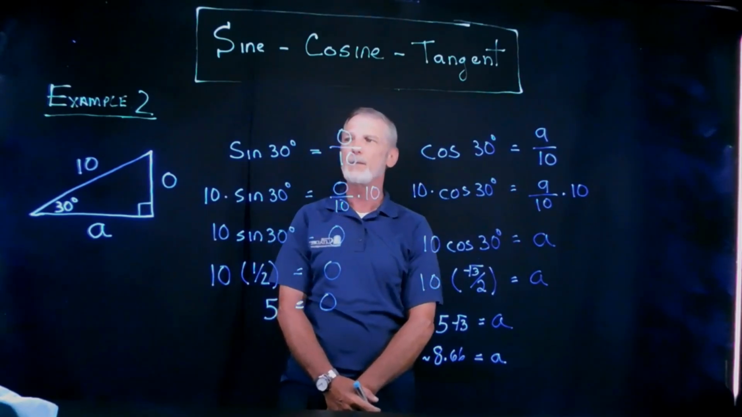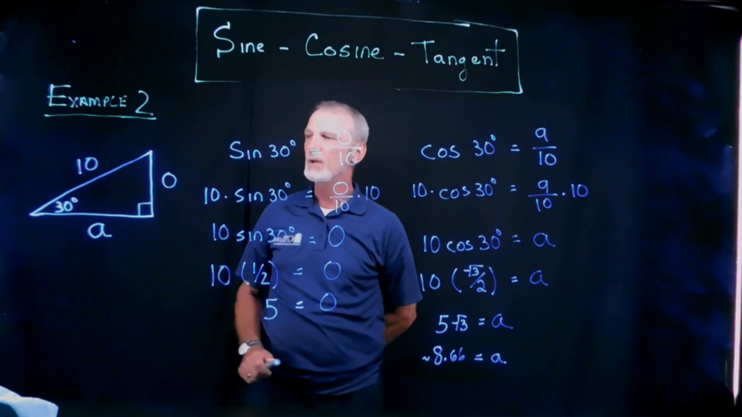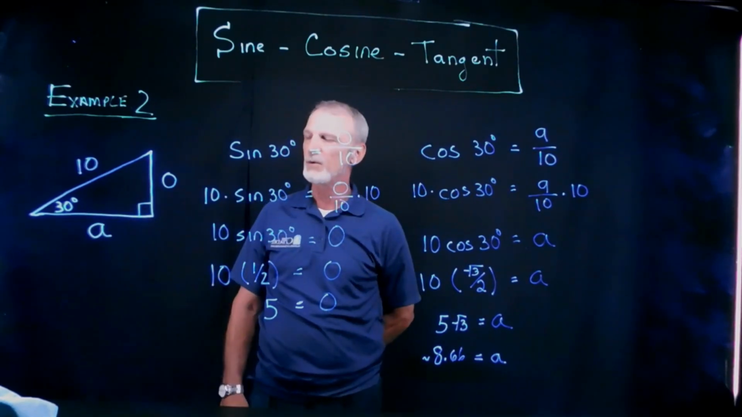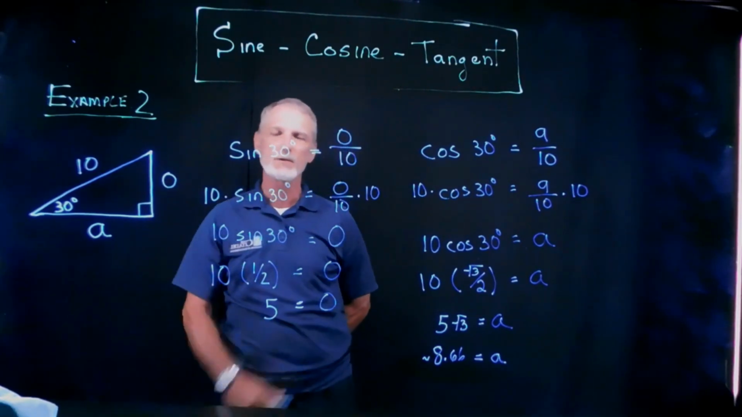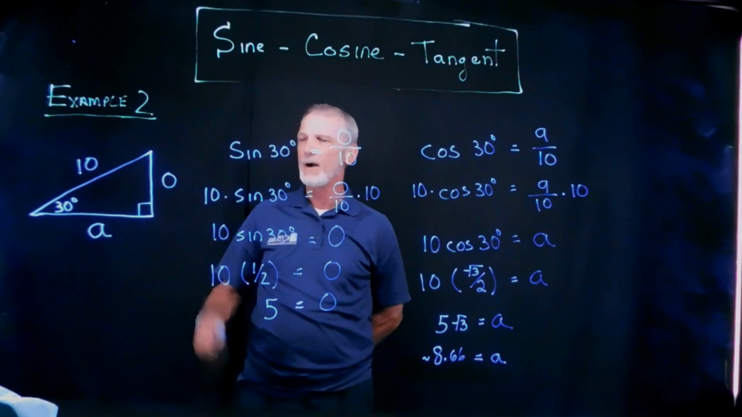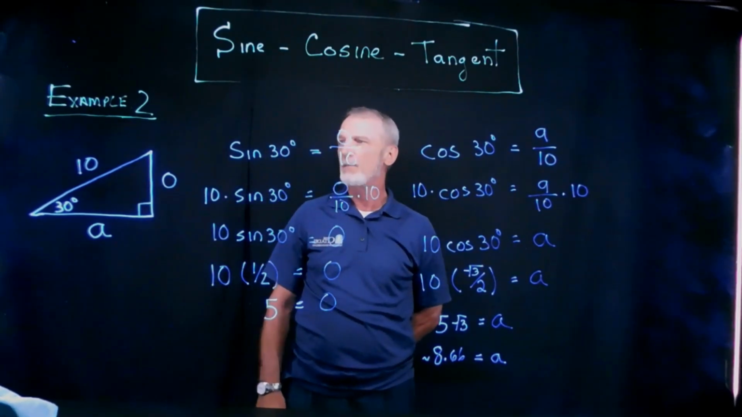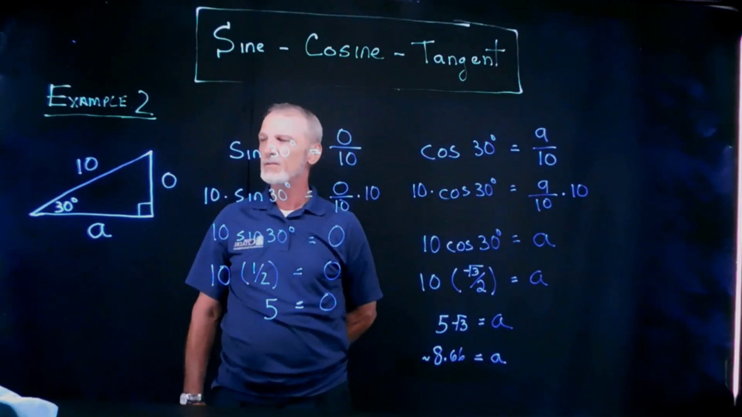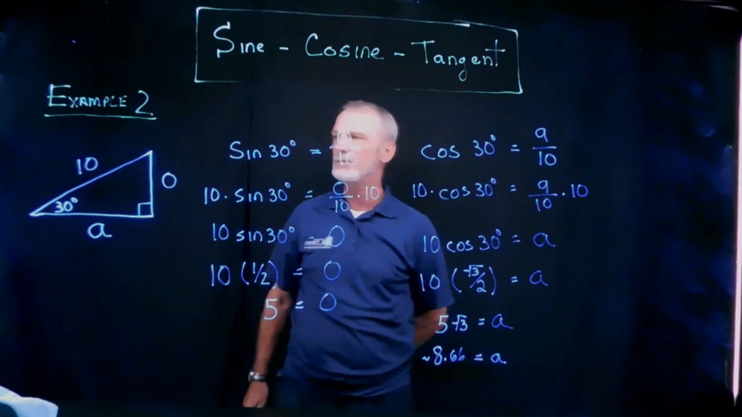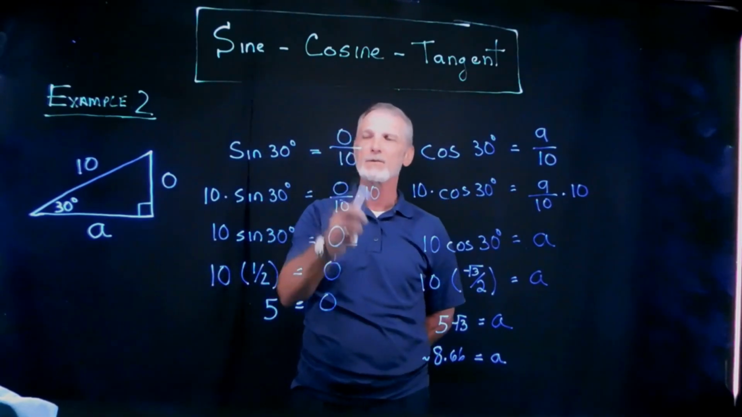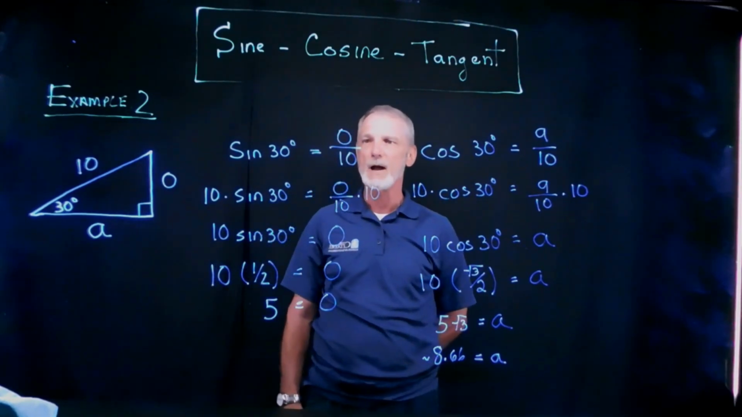So let's try a second example. So in this example, we know one side, the hypotenuse, which is 10, and we know the angle theta is 30 degrees, but we don't know what the opposite side is, and we don't know what the adjacent side is. So our goal is to find those two using sines and cosines. So we know that if we take the sine of 30 degrees, it's equal to the opposite side over the hypotenuse. So it would be the opposite side over 10.